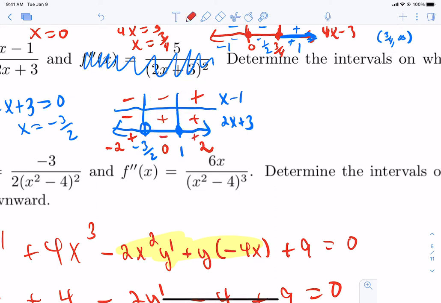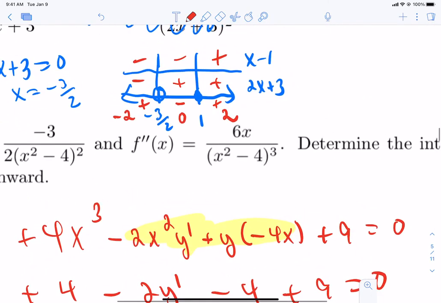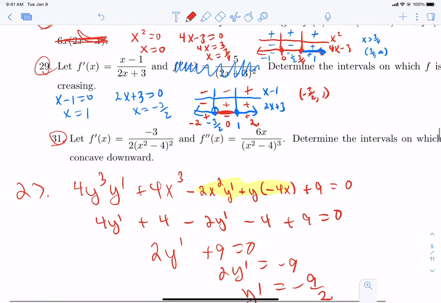Now think about it. This time we want decreasing. So what do we want? Positives or negatives? We want decreasing. What do we want? We want the negatives. So let's color those in. So we want anything from -3/2 to 1. So that is our answer for 29.